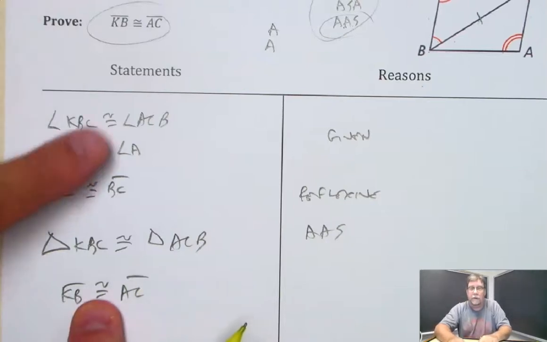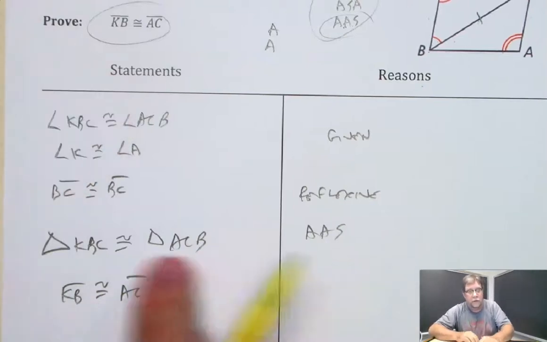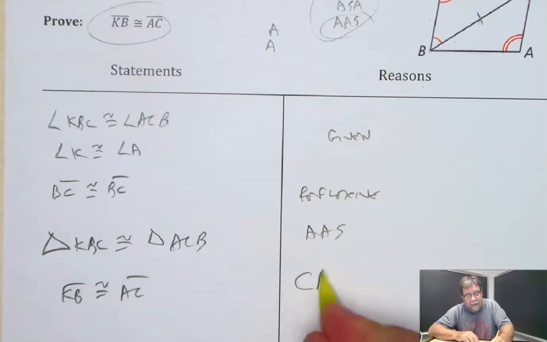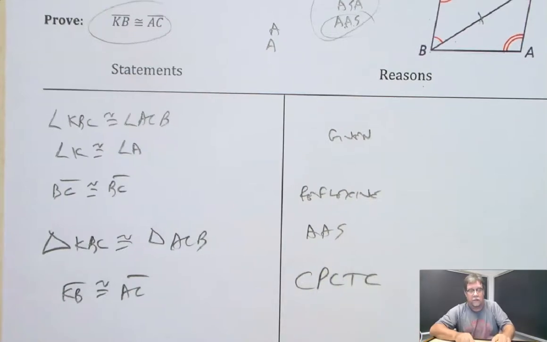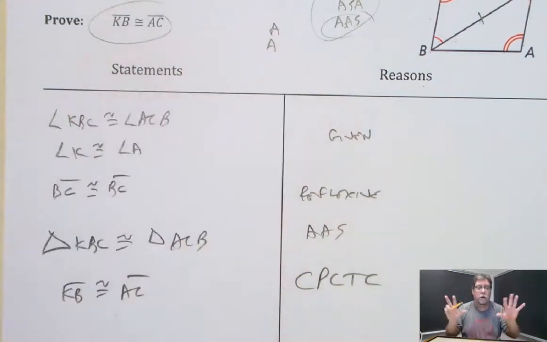That's our proof statement. And what's the reason? Well, because the triangles are congruent, we can then say CPCTC. All of the corresponding parts of those two congruent triangles have to be congruent. Remember, 6 things are congruent. Once the triangles are congruent, all 6 things are automatically congruent, including that.